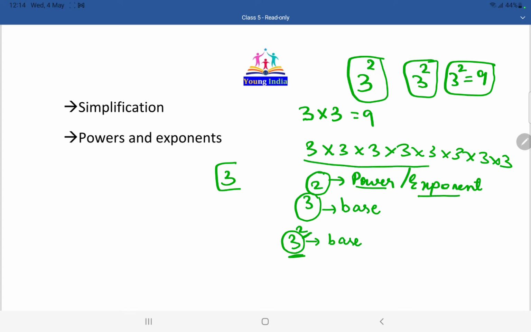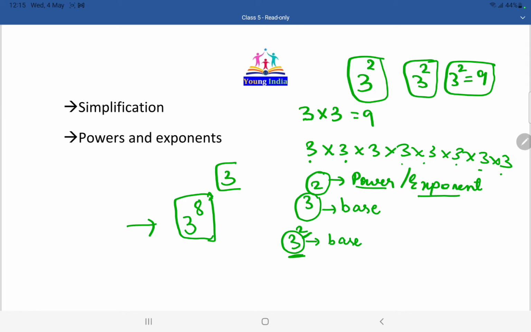Now, if you take this example over here, first of all, 3 is multiplying with itself. So, I am going to write 3 here. See here, children. Right. Now, how many times is it multiplying? 1, 2, 3, 4, 5, 6, 7, 8. It is multiplying for 8 times. So, I am going to write 3 power 8.